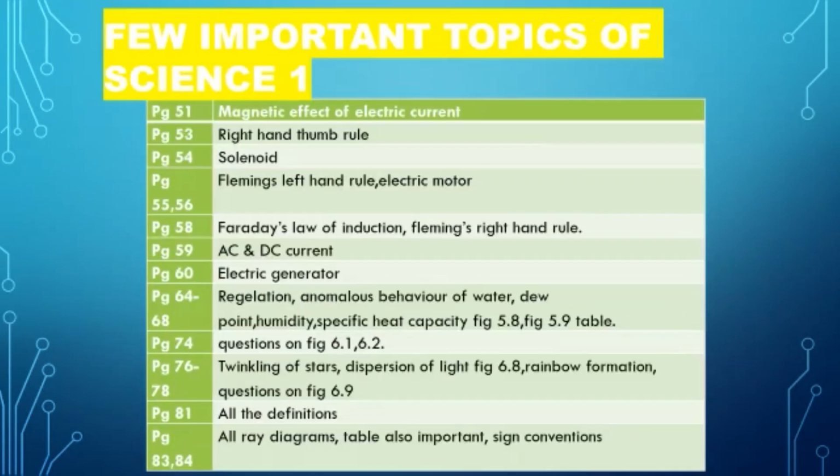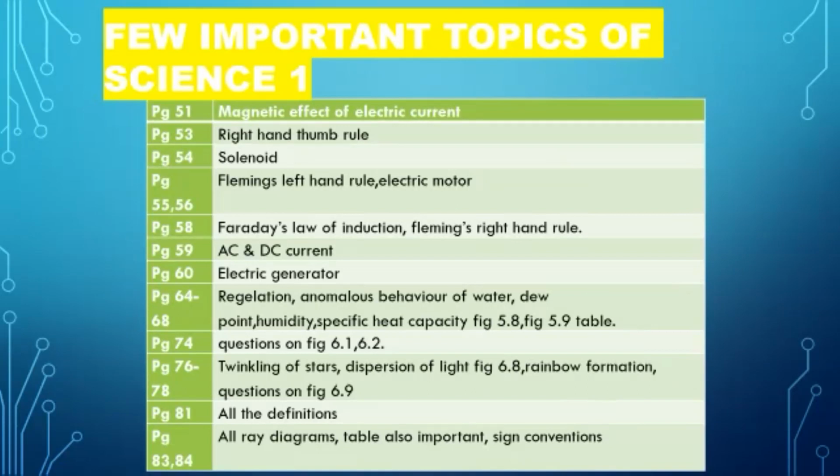Now next, magnetic effect of electric current. Page number 51. On page number 53, right hand thumb rule. Page number 54, solenoid. Page numbers 55 and 56, Fleming's left hand rule. Very important. Electric motors. Page number 58, Faraday's law of induction. Fleming's right hand rule. Then page number 59, AC and DC current.